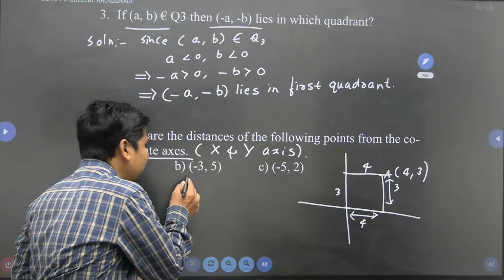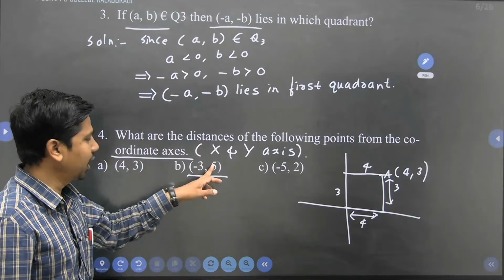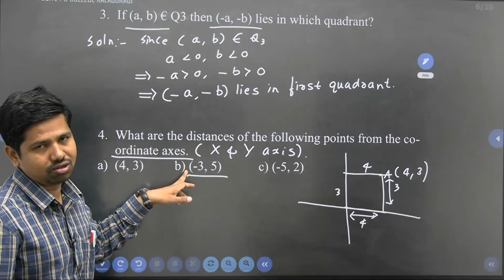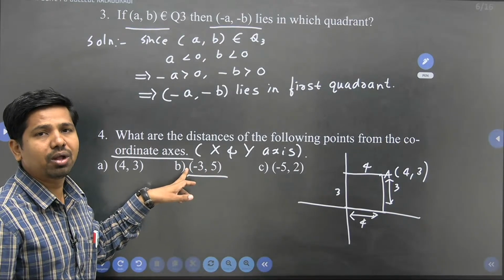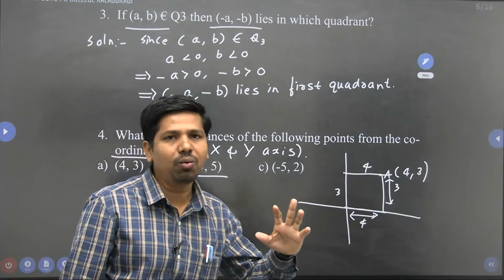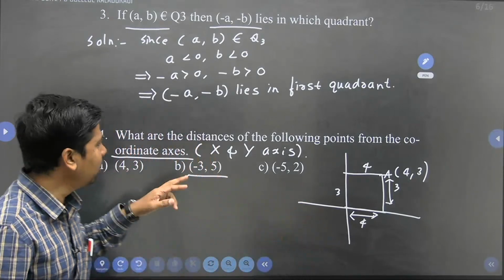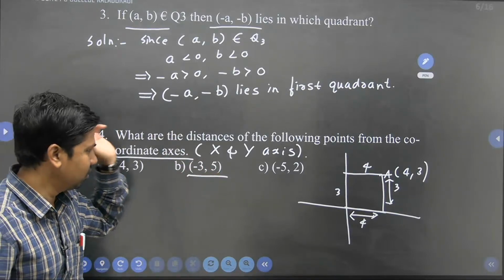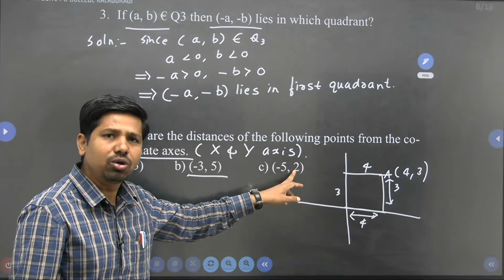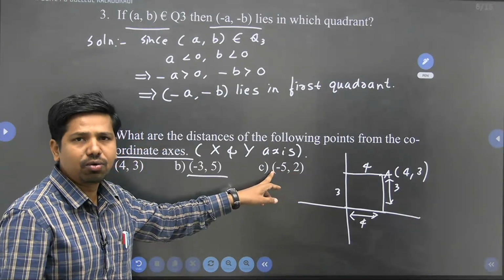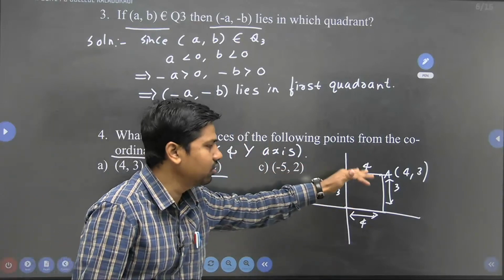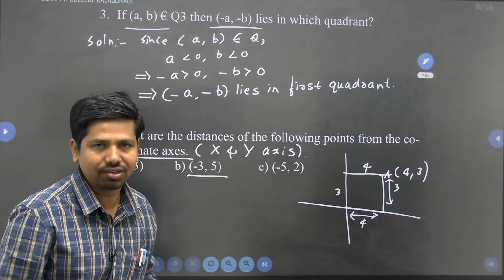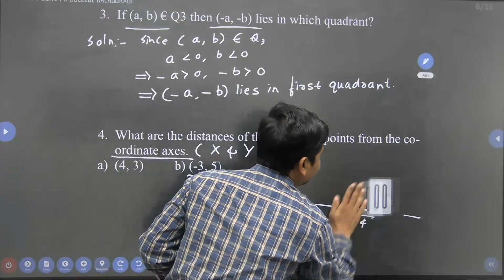And what about the point (minus 3, 5)? Its y coordinate is 5, so this point is at a distance of 5 units from the x-axis, and not minus 3 units from the y-axis, because distance is always measured as positive. So this point is at a distance of 3 units from the y-axis and 5 units from the x-axis. And this point is at a distance of 2 units from the x-axis and 5 units from the y-axis, right? Already we discussed how, if you drop a perpendicular line, you get the perpendicular distance from the coordinate axis. So let us write the solution.